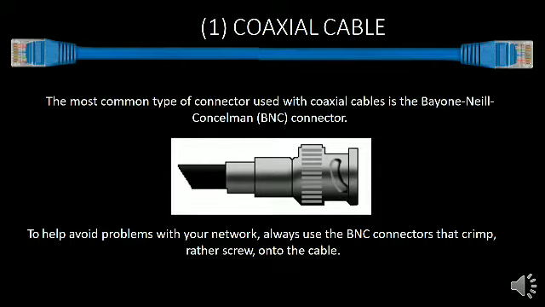The most common type of connector used with coaxial cables is the Bayonet Neill-Concelman, or the BNC connector. To help avoid problems with your network, always use the BNC connectors that crimp rather than screw onto the cable.